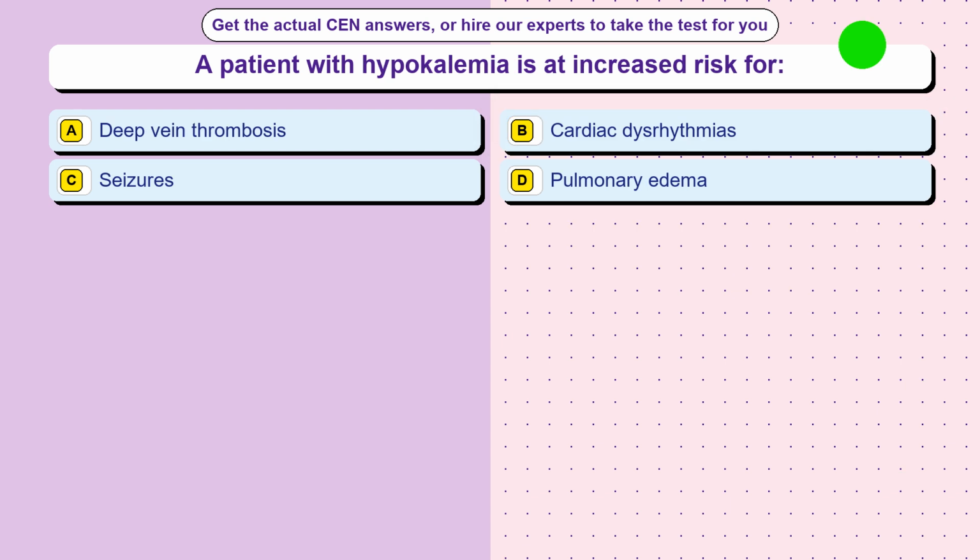Question 4. A patient with hypokalemia is at increased risk for: Option A, deep vein thrombosis. Option B, cardiac dysrhythmias. Option C, seizures. Option D, pulmonary edema.